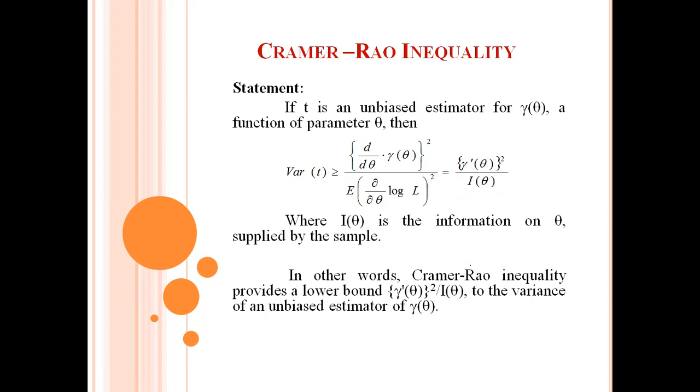Next, we are coming to the Cramer-Rao inequality. The statement is: T is an unbiased estimator, that means the expectation of T is equal to gamma of theta, a function of the parameter. If it is an unbiased estimator, then we have to prove the following: variance of T should be greater than or equal to d by d theta gamma of theta the whole square divided by expectation of dou by dou theta log L the whole square. We are taking this expectation as I of theta. So we are writing gamma dash of theta the whole square by I of theta.